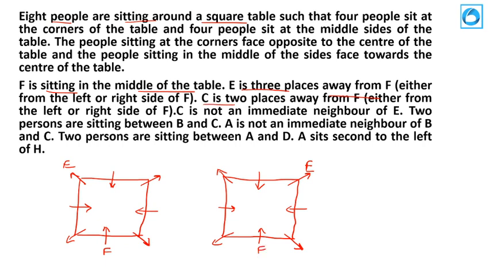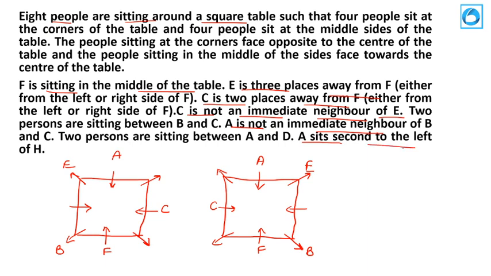Then we have C is 2 places away from F, but it is also given that C is not an immediate neighbor of E, right? So in the second case C will be here, and in the first case C will be here. Then it is given 2 persons are there between B and C. Towards the right it is not possible because E is already there. So we will have B here, right? In this case B will be here. Now it is given A is not an immediate neighbor of B or C. So we cannot place A neighboring B and C. So in the first case A can only be here, and in the second case A can only be here, because he cannot be neighboring B and C.